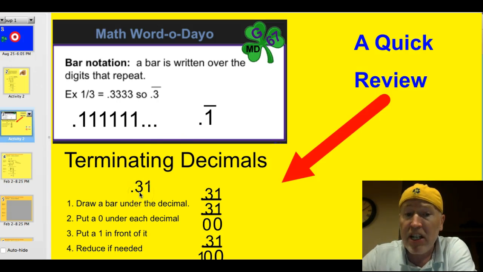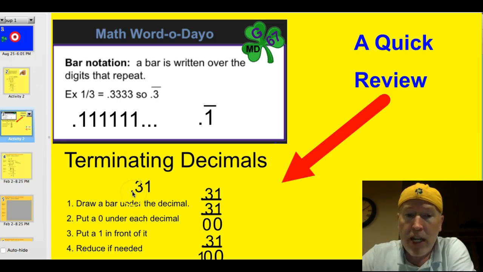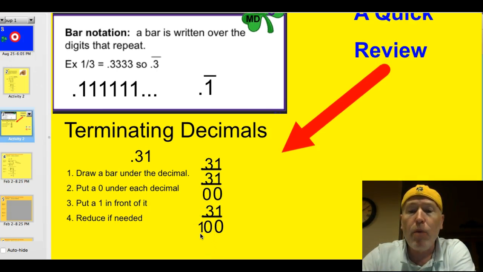If you want a quick review of how to convert a terminating decimal, here, this is a terminating decimal. It doesn't go on. It doesn't repeat. It's just 0.31. That's it. You just put your pencil on that decimal, draw a line under it, put a 0 under each digit, put a 1 in front of the whole mess, 31/100ths. Reduce if necessary. And in this case here, you don't have to reduce.